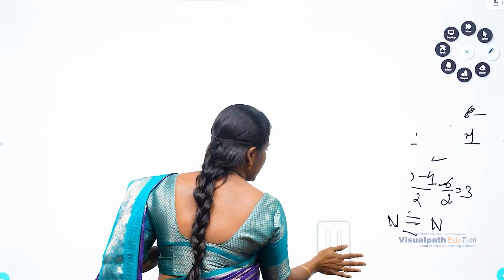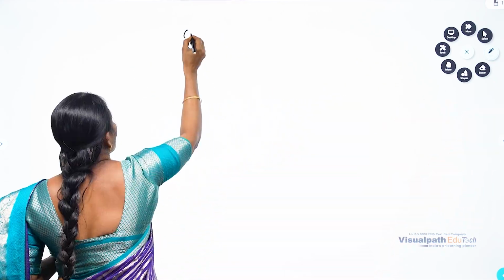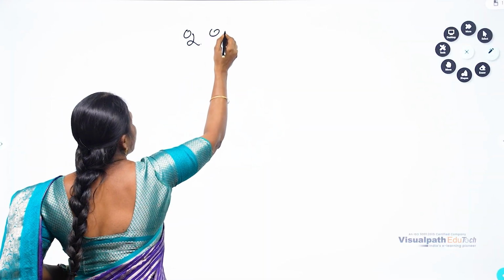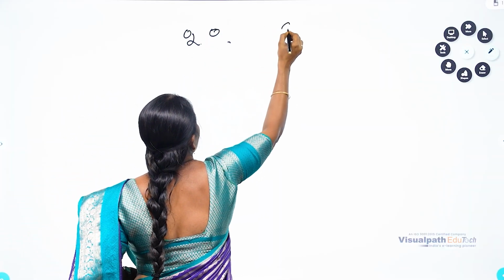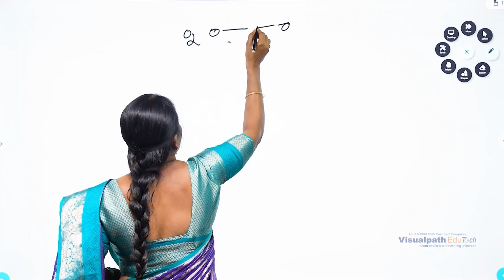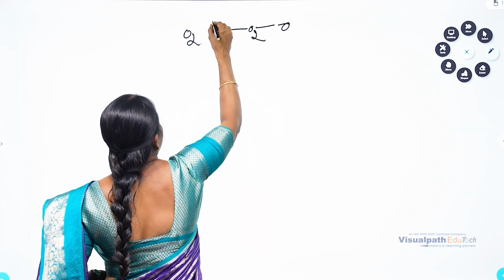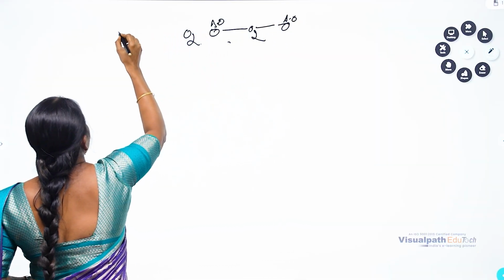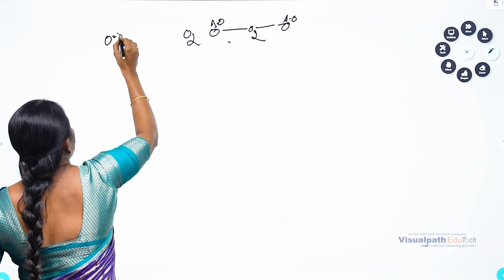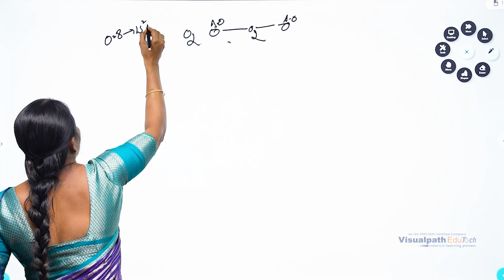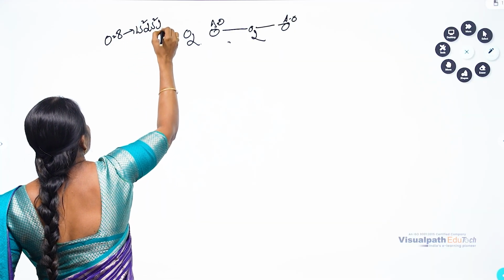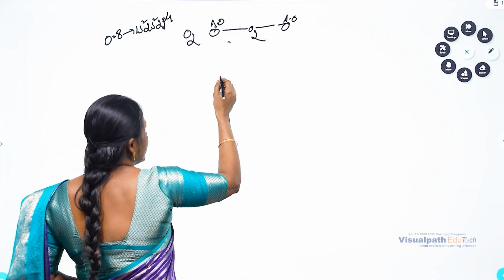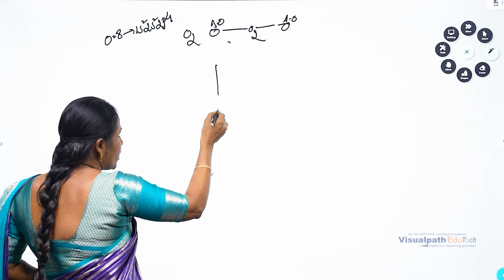Next we see another example, O2. O2 means 2 oxygen atoms combine and form the O2 molecule. Here it is the atomic orbital and here also the atomic orbital. Oxygen's atomic number is 8, and its electronic configuration is 1s2, 2s2, 2p4. Now we see the MOT diagram.